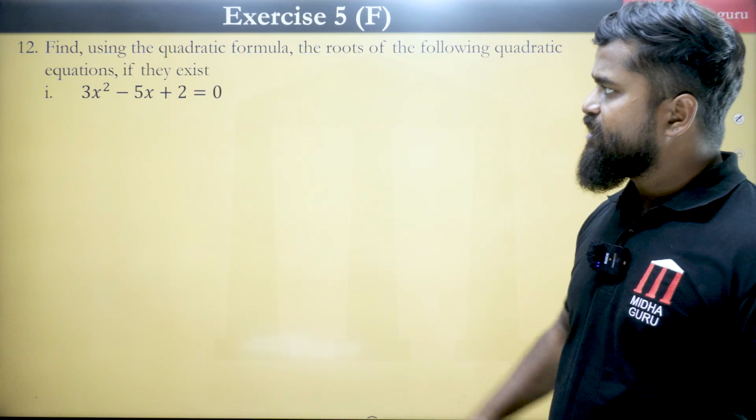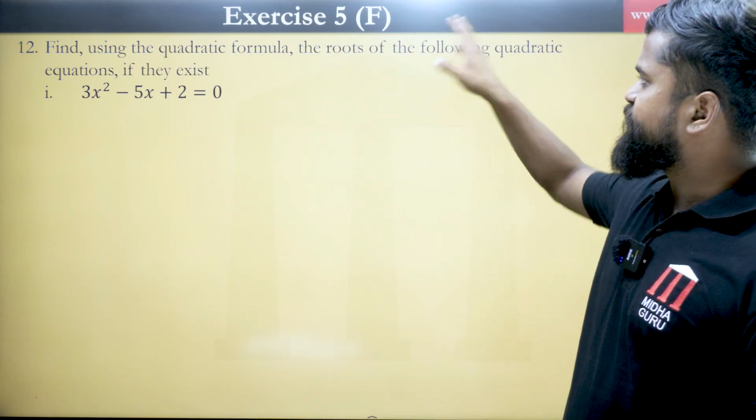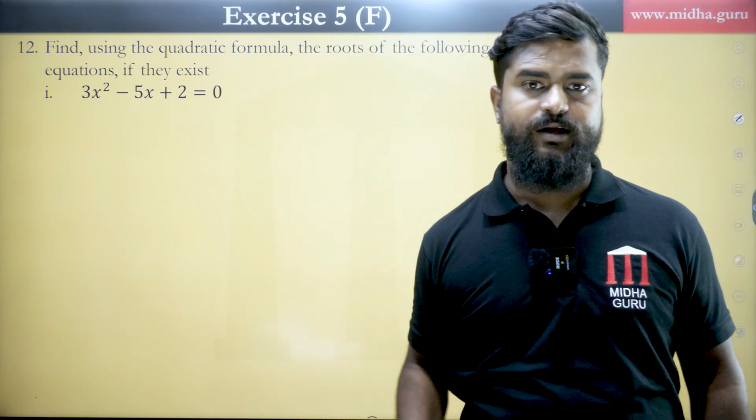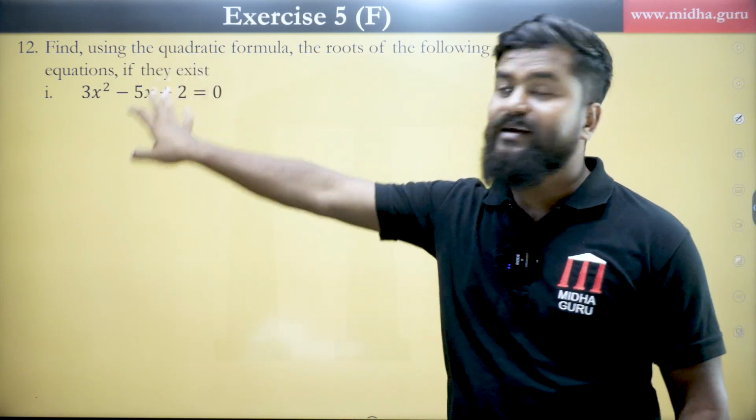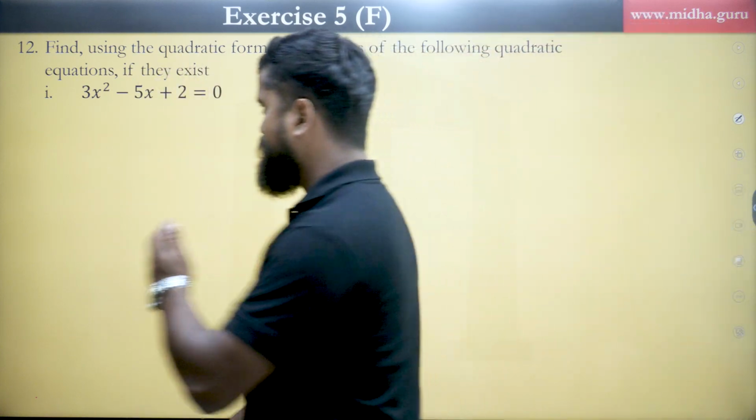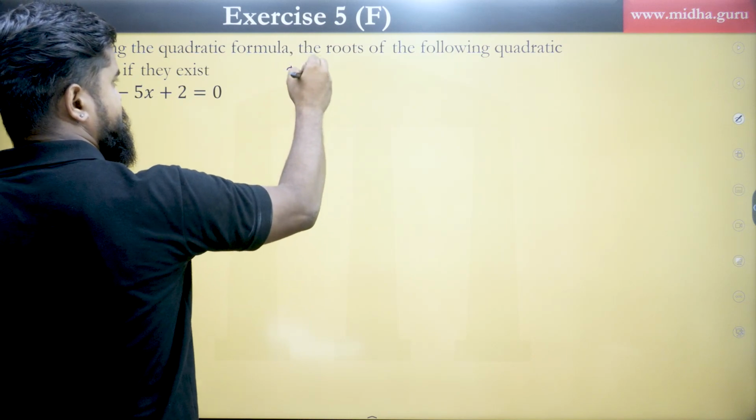Next question says, find using the quadratic formula the roots of the following equations if they exist. There's a clause here that says if they exist. First of all, we are going to find the discriminant.